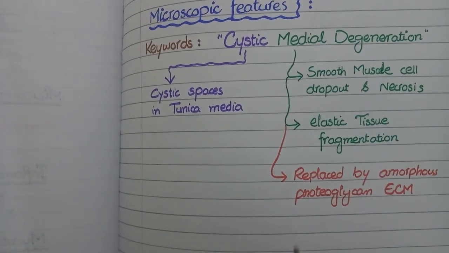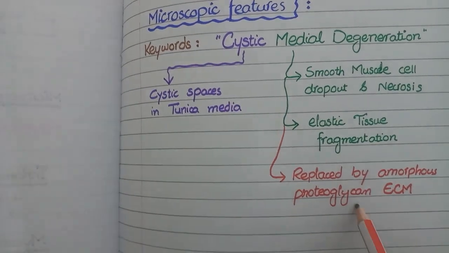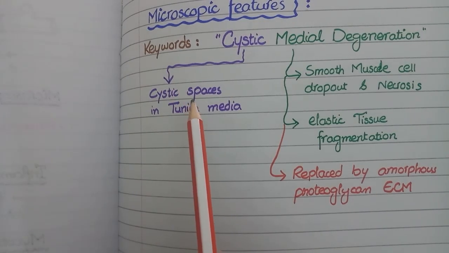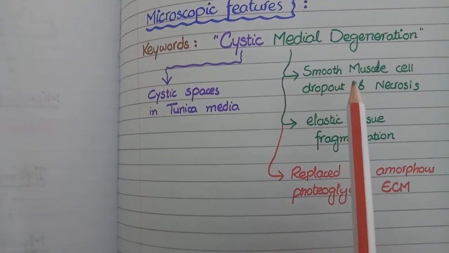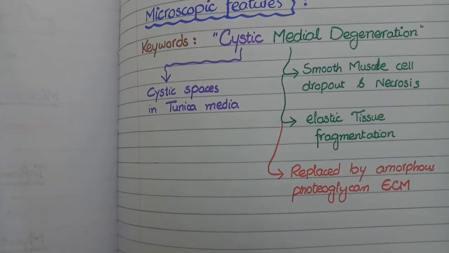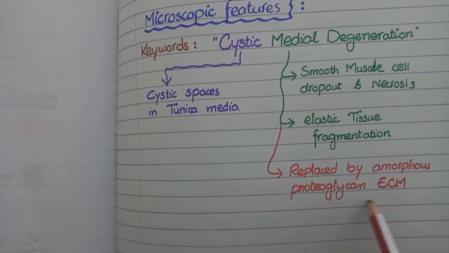And these degenerated areas of the tunica media are replaced by amorphous proteoglycan extracellular matrix. So overall under the microscope, you see cystic spaces in the tunica media with degeneration and necrosis of smooth muscle cells and elastic tissue. And along with this, amorphous extracellular matrix in the tunica media.